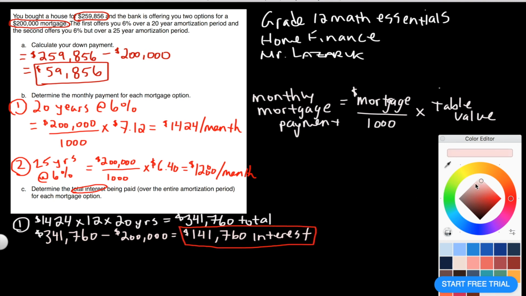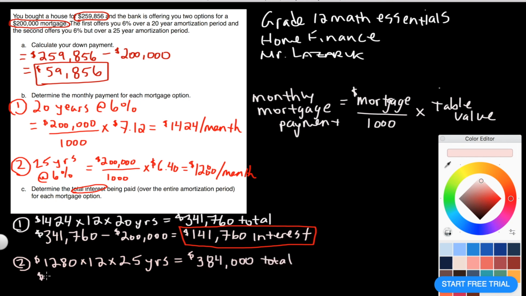For the second mortgage option, I am going to be paying $1,280 per month, 12 months a year, but this time I'm paying it back over a longer period of time, 25 years. When I punch that in, I should get $384,000. And then again, to find interest, I simply take 384,000 and subtract my initial mortgage, and I get $184,000 of interest. Hope that made sense.